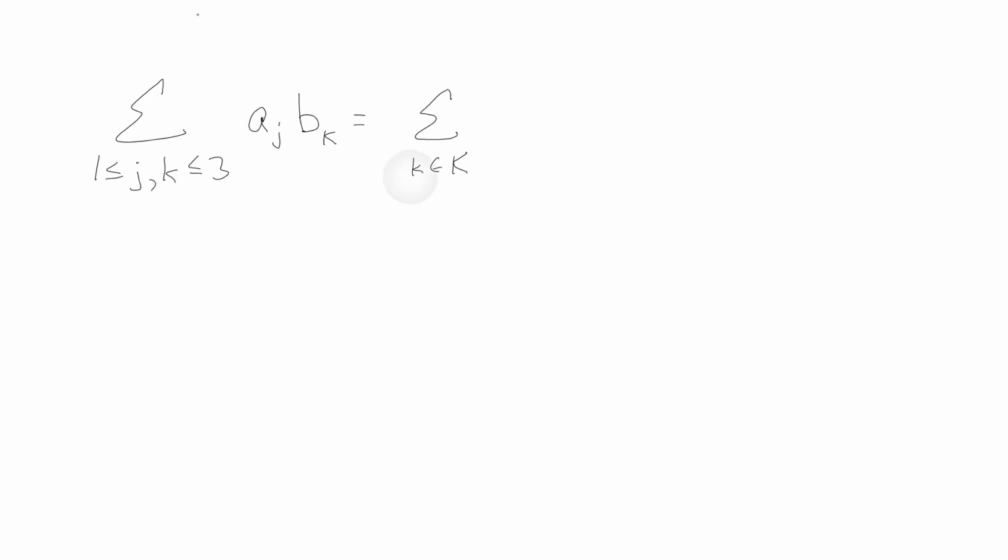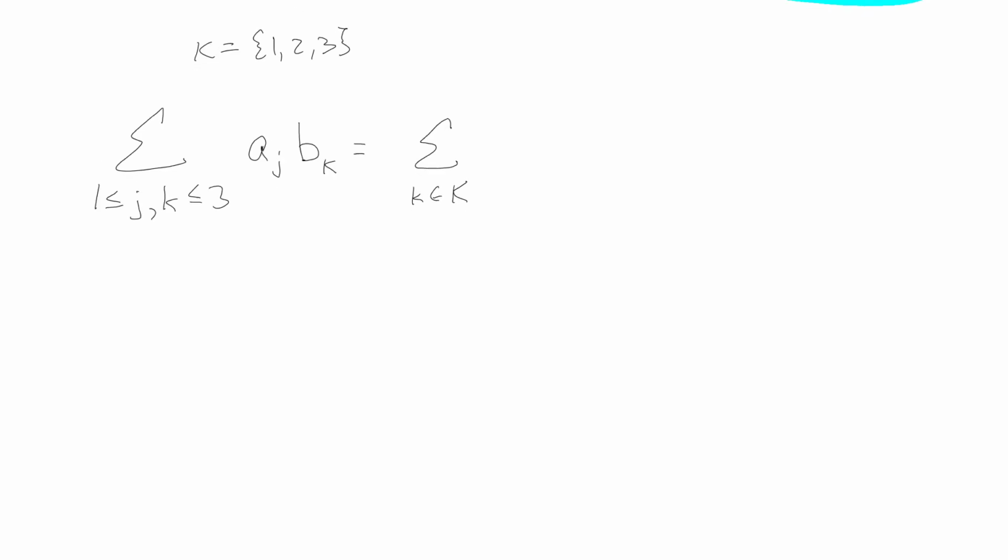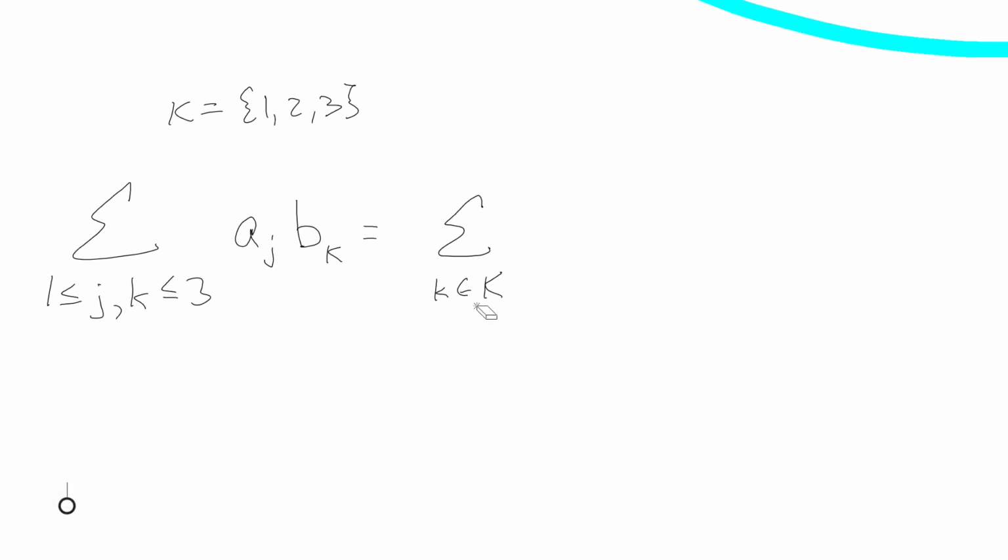So in our case, K would be the set 1, 2, and 3. Okay, so this is like a little k. Let me try and zoom in so you can see my really good handwriting. So k would be an element of the big set K. So for any k in the big set K, and any j that is an element of the big set J, and again, the big set J would be 1, 2, and 3.